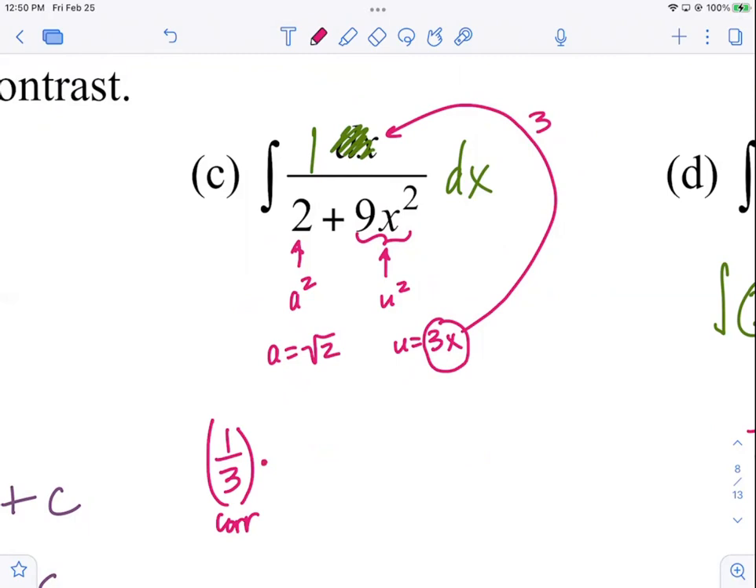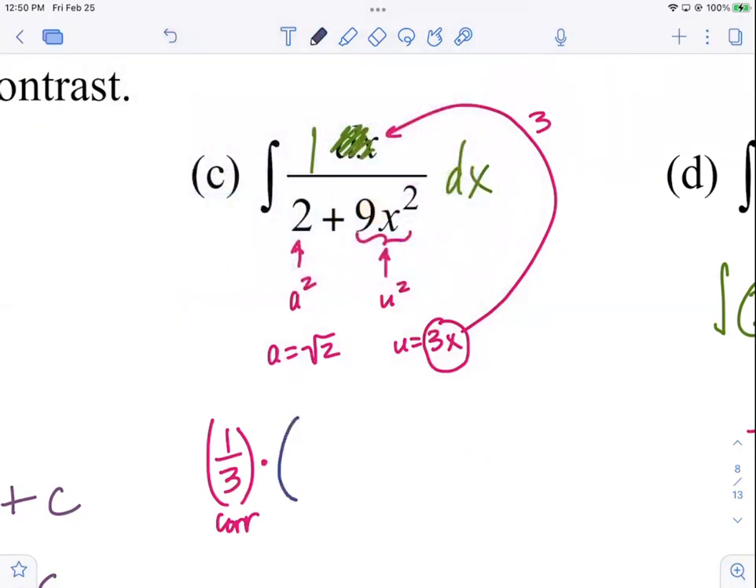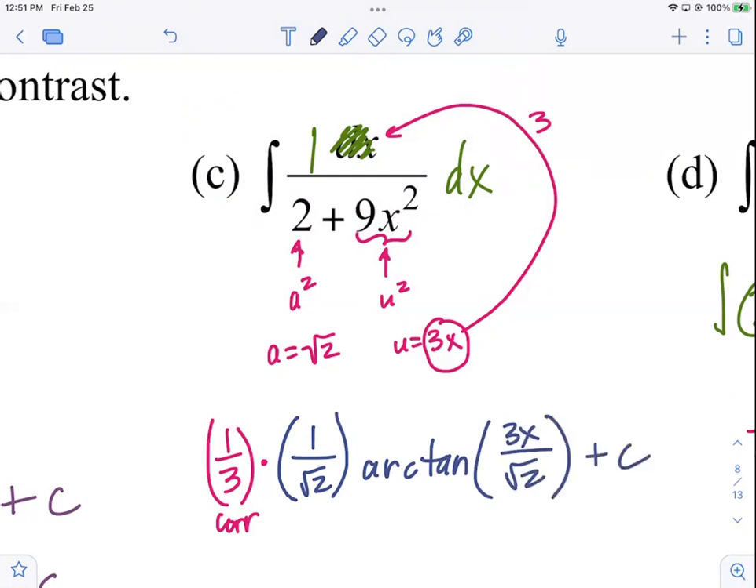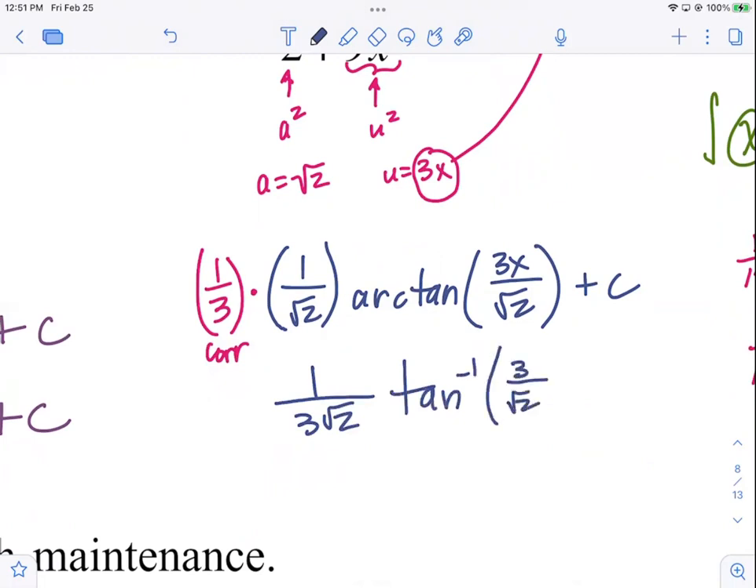Is there a 1 over a in front of arctangent? Yes, there is. So it's also 1 over the square root of 2 arc or inverse tangent of u over a plus c. U over a. And if you wanted to clean that up, you can call it 1 over 3 square root of 2 inverse tangent if you want. And that's also the same as 3 over the square root of 2 times x, if you want to write it as a coefficient of a linear term, you could.